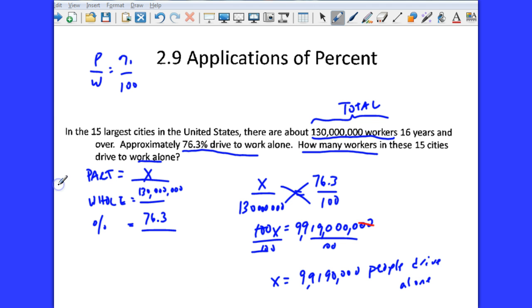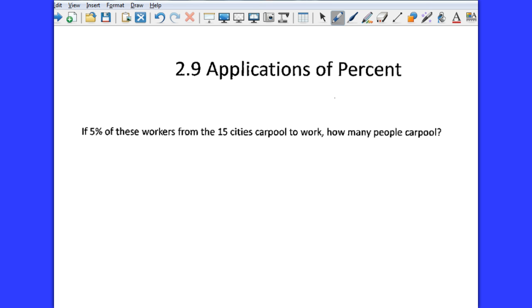And let's look at number 2, and we'll be done. Here we go. Bottom of your page says this, referring to the same problem. If 5% of these workers from the 15 cities carpool to work, how many people carpool? So we're going back to that previous slide that said there's a total of 130 million. Well, on this one I'll do it the other way so you can have seen each. There are 130 million people total, and we could set up the proportion like we did. But let's think of it this way.